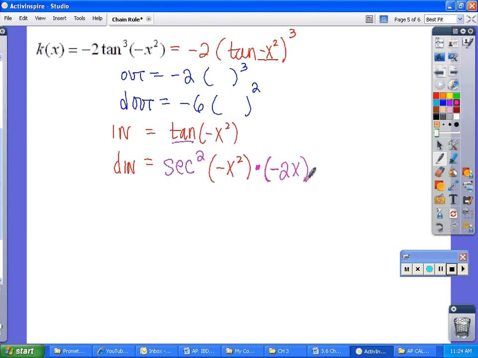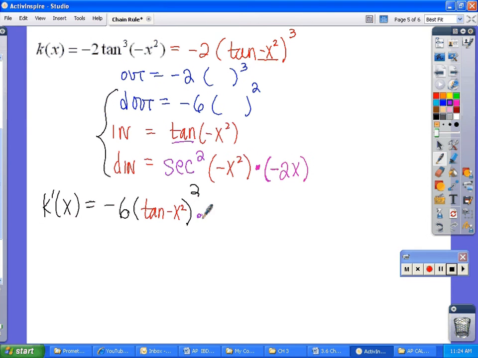Therefore, the derivative of k would be these three. Derivative of my outside. Leave my inside exactly the same as I saw it before. Multiply by secant squared of negative x squared times negative 2x. We are going to combine and multiply these two factors.